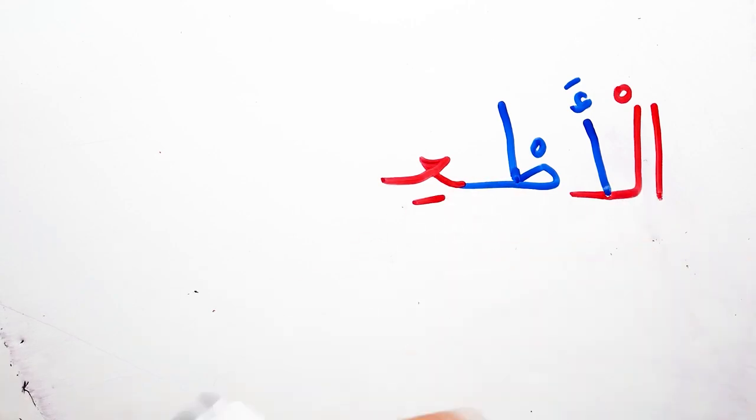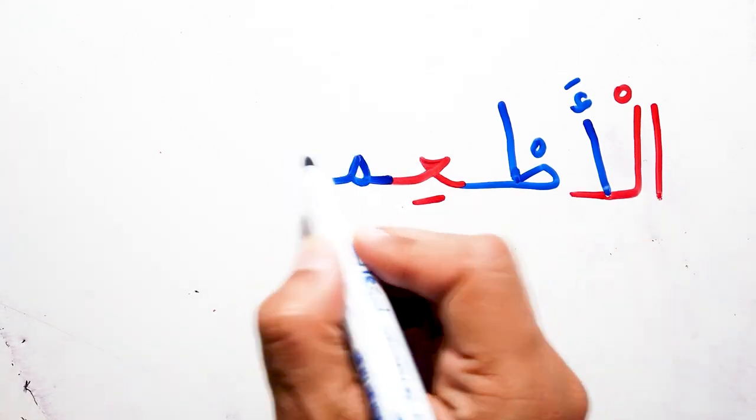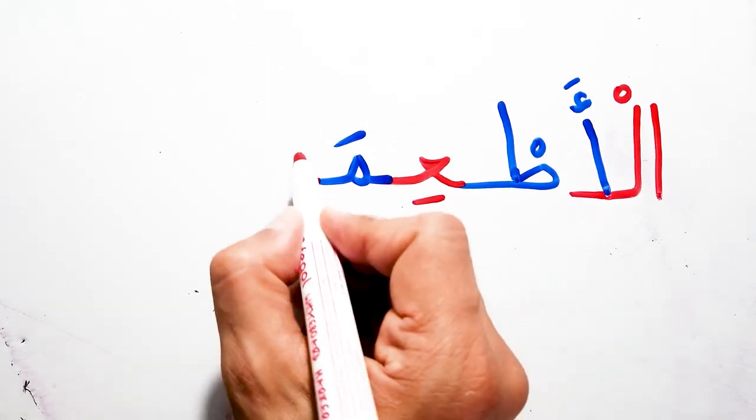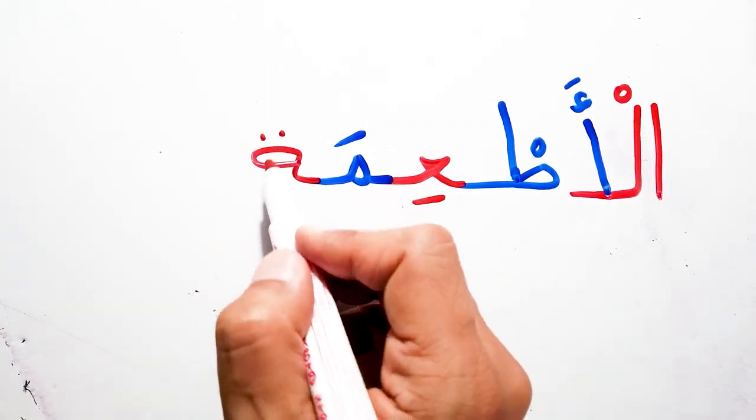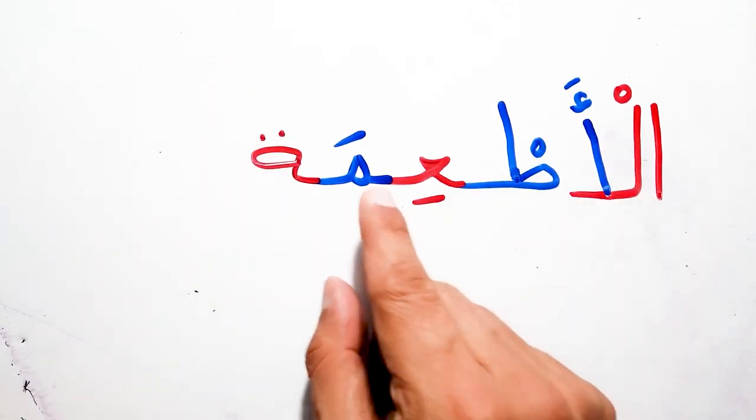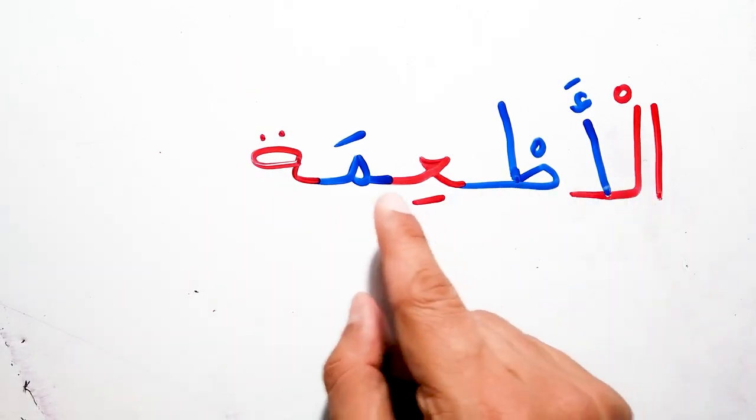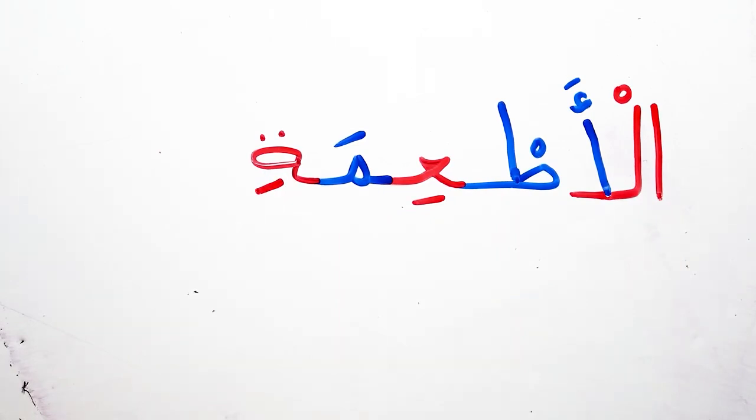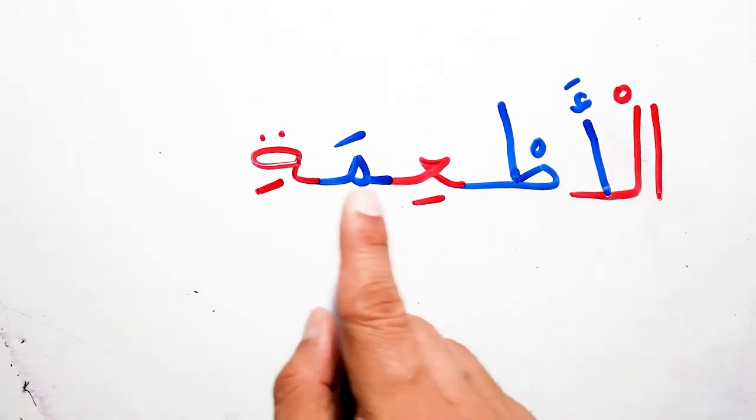Al-at'i. Ma, like M with fatha. Ma. Al-at'ima. Ta marbuta in the end. This one sounds like T. If I don't add any mark here, it will be al-at'imah. But if I add kasra, it will be T. We'll pronounce the T here. So you say al-at'imati.